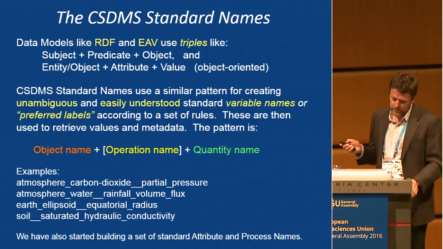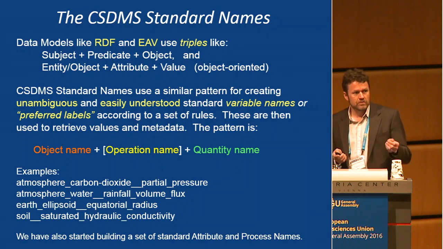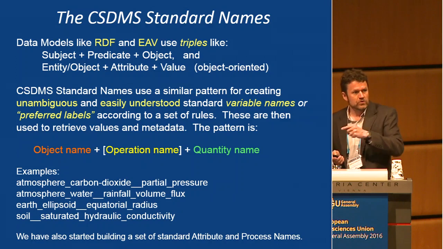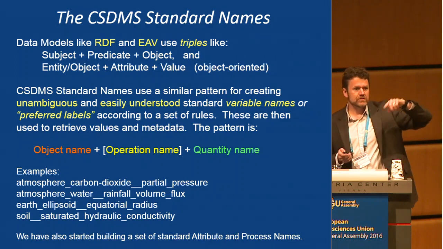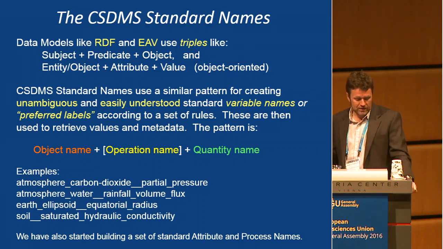Here's a couple of quick examples. It's basically this idea of entities or objects that have attributes, and those two things make a string, and then they point to a value. So the values are what's going to be passed between the data set and the model, or the two models, but we need a unique label to identify what they are.